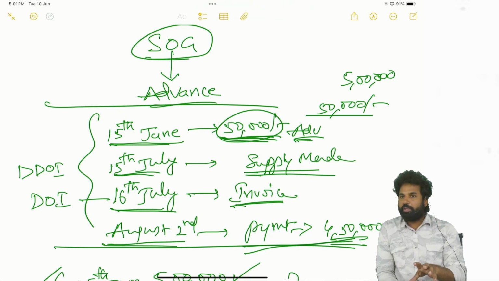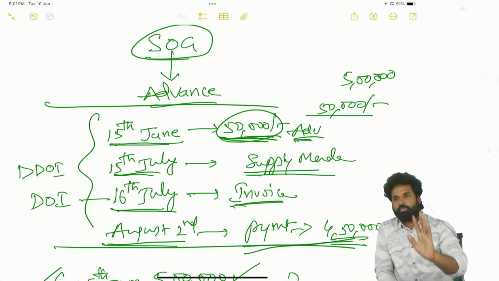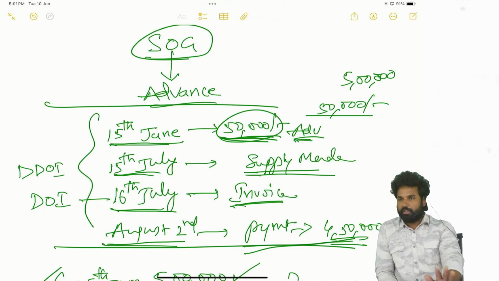Even though you are receiving the payment many days after the supply, you need not consider that. If you are receiving advance also, you need not consider. Even if you are receiving the payment later also, you need not consider. So if you are dealing in goods, in such cases you need not consider the date of payment. Now you just have to see only when the supply is made, when the invoice is issued. Okay, the earlier of these two dates.